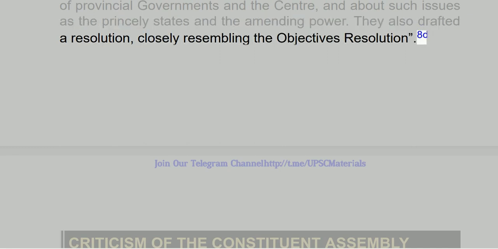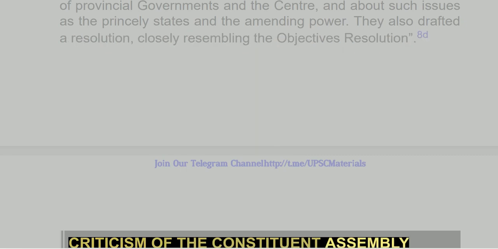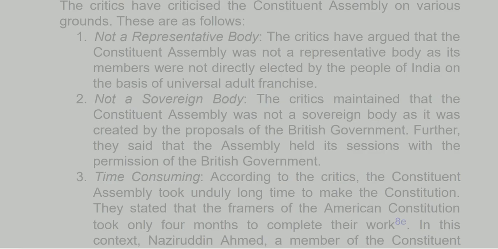Criticism of the Constituent Assembly. The critics have criticized the Constituent Assembly on various grounds. These are as follows: 1. Not a representative body. The critics have argued that the Constituent Assembly was not a representative body as its members were not directly elected by the people of India on the basis of universal adult franchise. 2. Not a sovereign body.